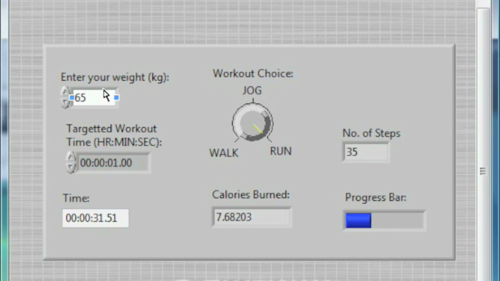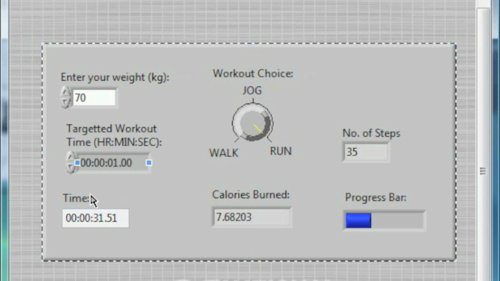Hi everyone, so this is the main interface for my workout analyzer. So first you can input your weight. I'm 70 kg, so I input 70. Next, this is the targeted workout time. The targeted workout time is the time you wish to work out for. It can come in hours, minutes, and seconds. And for illustration purposes, it'll be 1 minute.